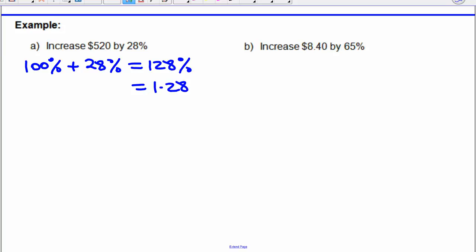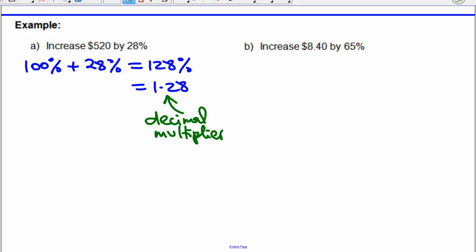Now remember, the idea behind this is this. We always start from 100%. Remember, 100% means a whole. Now, if you're increasing something by a certain percentage, you're basically adding that percentage to 100%. You start from a whole, which in this case is 100%. So if you increase by 28%, you're basically adding 28% to 100. And the answer that you get here is what we call the decimal multiplier.